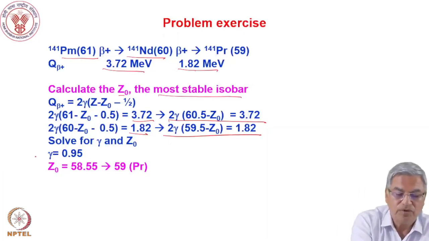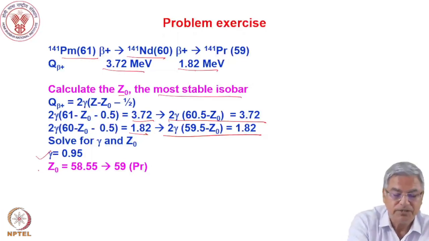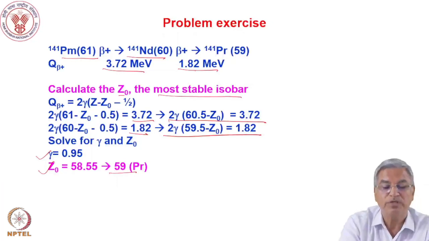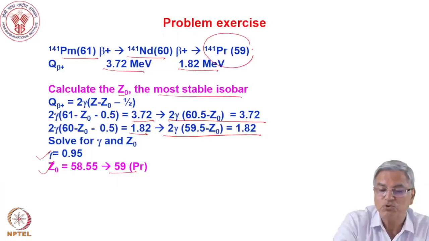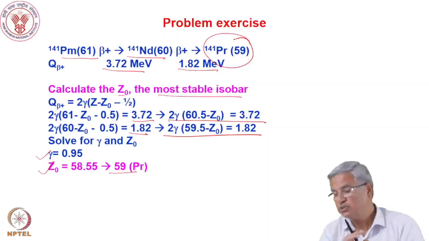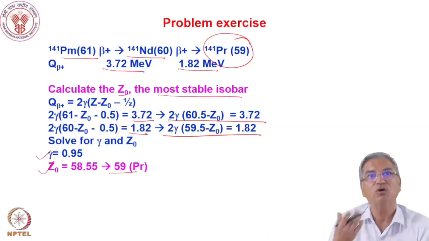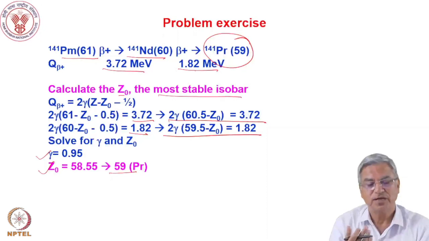By solving, you will find gamma is 0.95 and Z0 is 58.55. So that is close to 59, and 59 is praseodymium. So praseodymium is the most stable isobar of this isobaric chain. So this is how we can use the systematics of beta decay and the liquid drop mass formula to find out the Q beta value for beta decay.